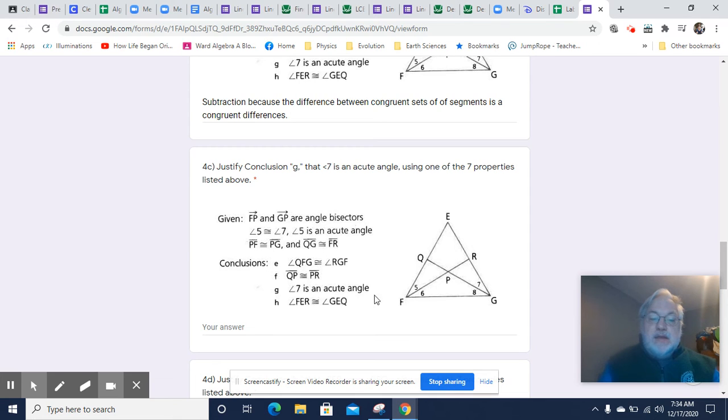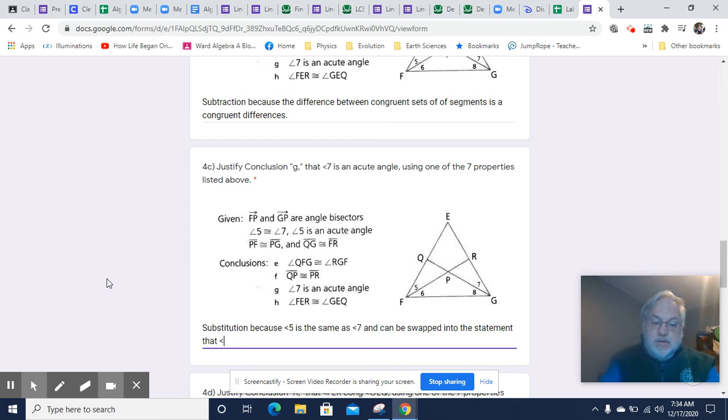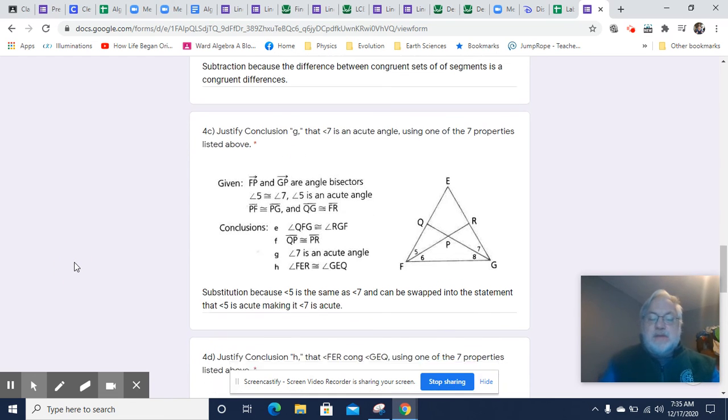Angle 7 is an acute angle. Okay, so we know angle 5 is congruent to angle 7, and it's been stated that angle 5 is acute. Since it's been stated that angle 5 is acute and that angle 5 is congruent to angle 7, we can use substitution. Okay, substitution because angle 5 is the same as angle 7 and can be swapped into the statement that angle 5 is acute, making it angle 7 is acute. Okay, so substitution does the job for us.